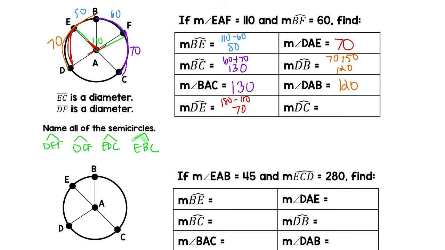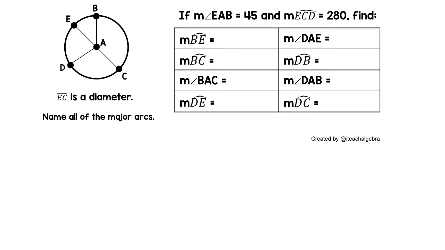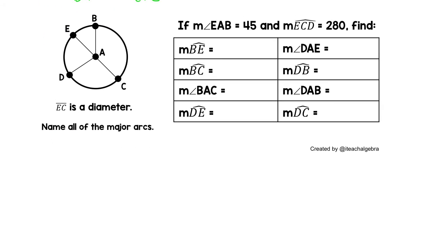Measure of arc DC, if this whole thing is 180 and that one's 70, this is going to be 180 minus 70, or 110. Hooray! Last one, try this guy on your own.